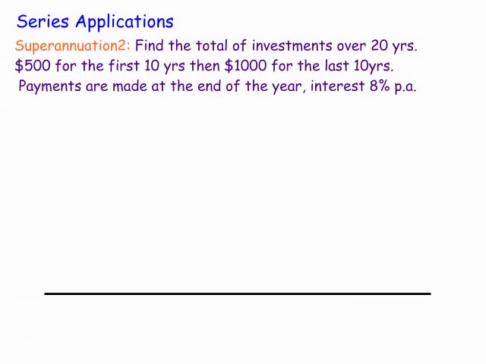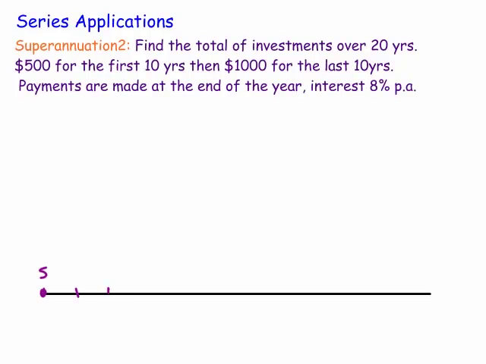This is the second superannuation example in the series applications we're looking at. In this one you can see that the investment will change, a bit like changing your superannuation policy after 10 years, and we're putting the money in at the end of the year. So the first thing you do is put a start and mark some years.